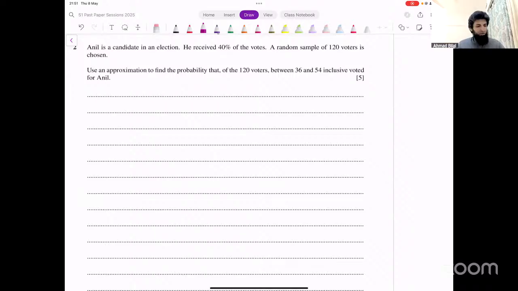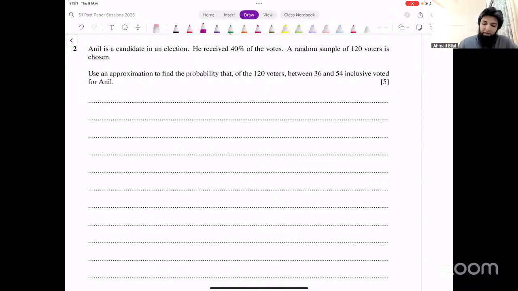That is not that difficult. It's a standard approximation question. Okay, let's have a look at this. Anil is a candidate in an election. He received 40% of the votes. A random sample of 120 voters is chosen. Using approximation, find the probability that of the 120 voters, between 36 and 54 inclusive voted for Anil.